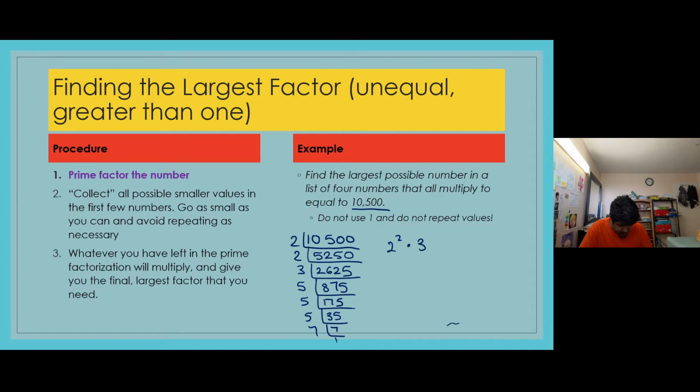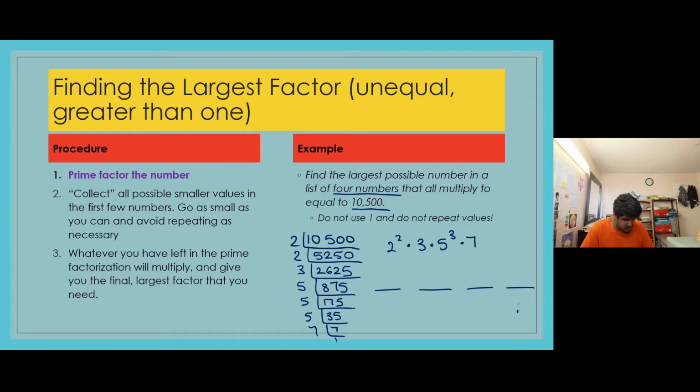Multiplied by 3, multiplied by 5 cubed. There are 3 of those, multiplied by 7. So this is a nice sort of big number to deal with, which is good. And then now we have to divide this between the first few numbers, right? So in this case, we're going to end up having 4 numbers, as it says here in the question. So 1, 2, 3, 4.